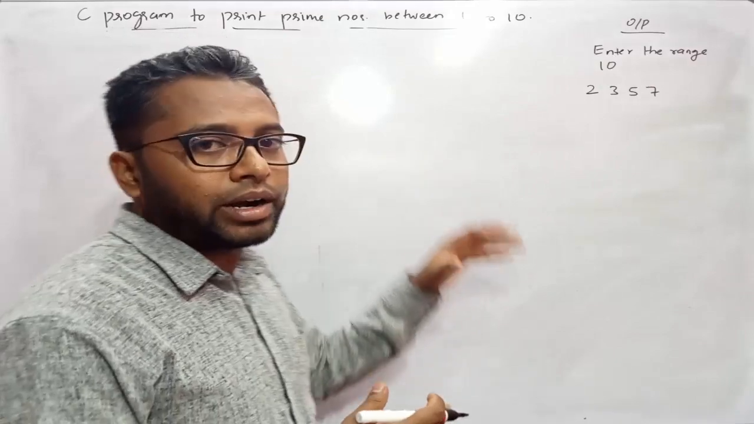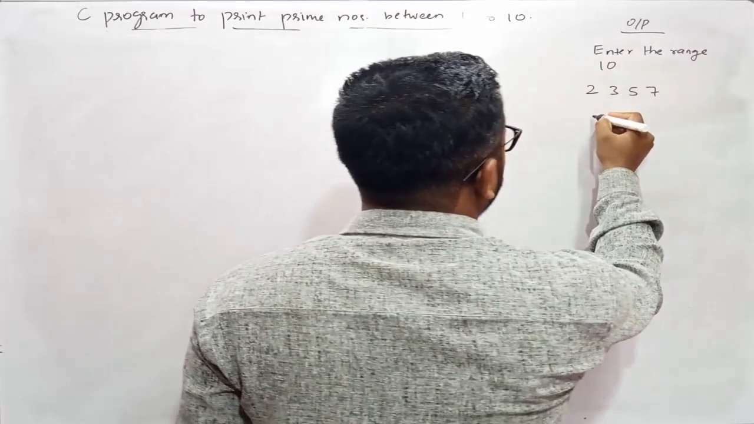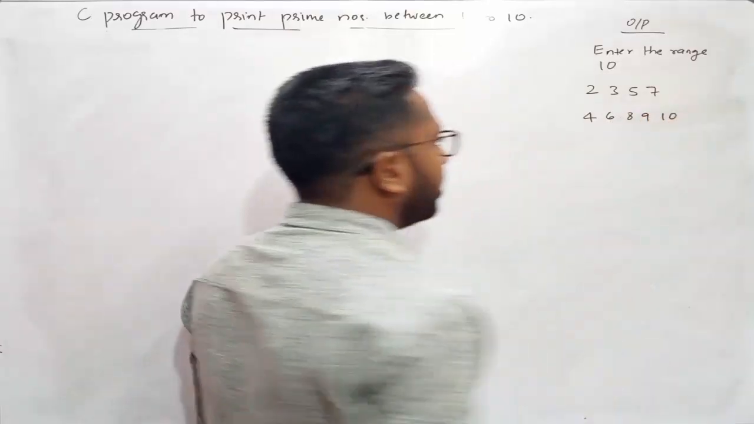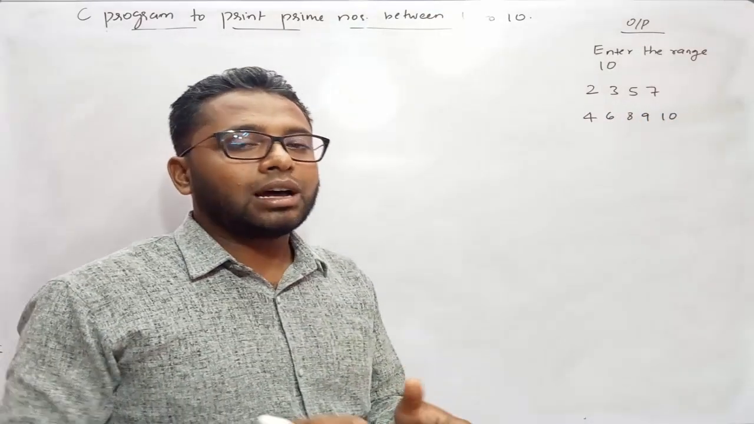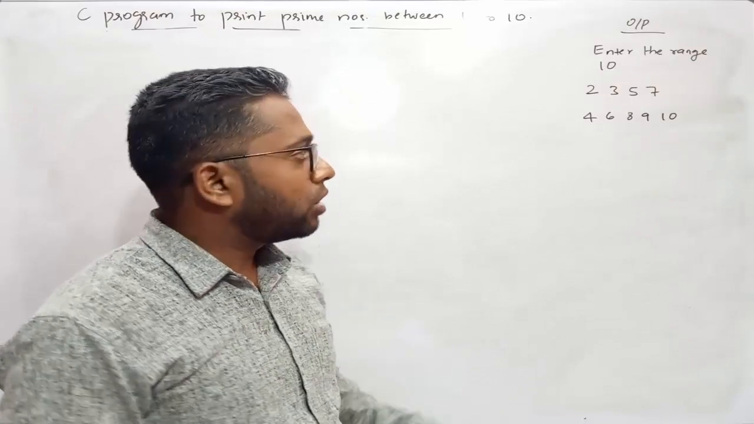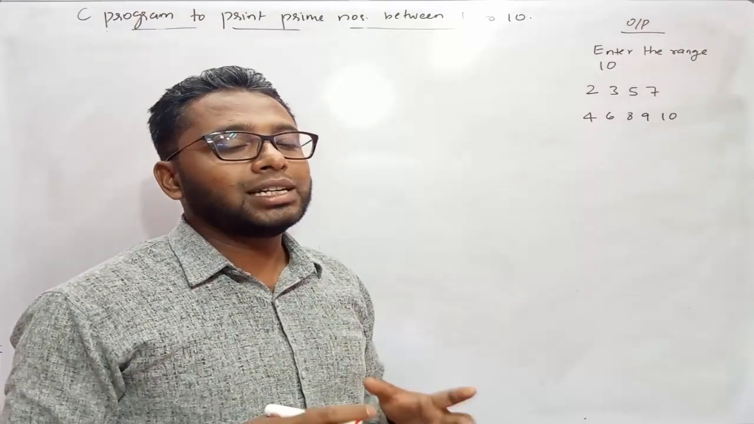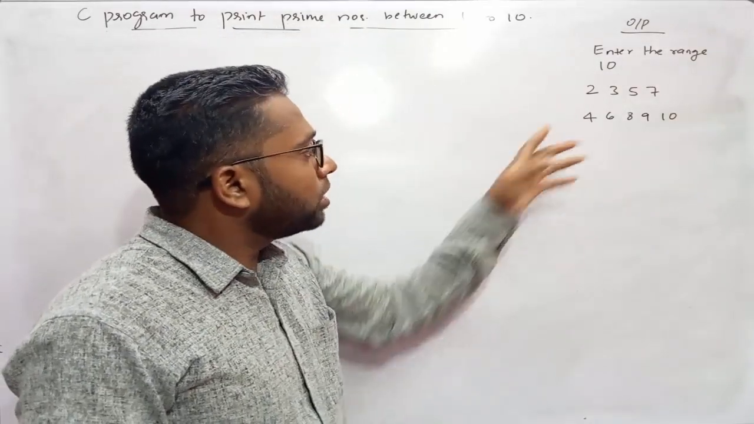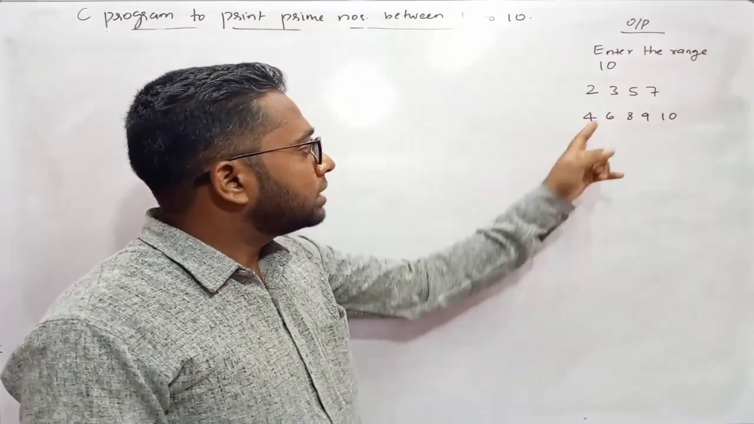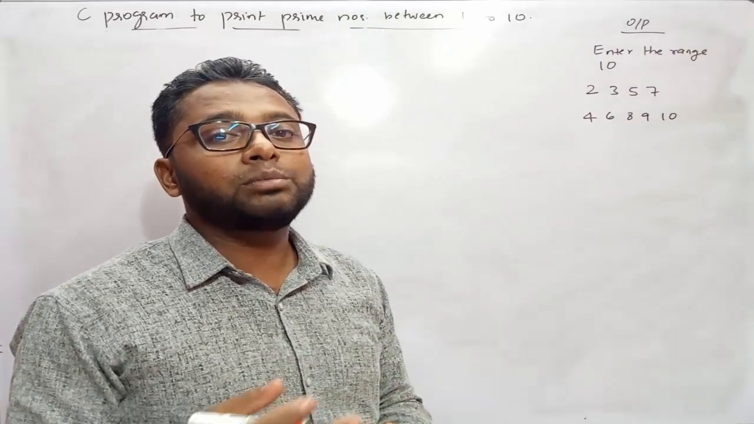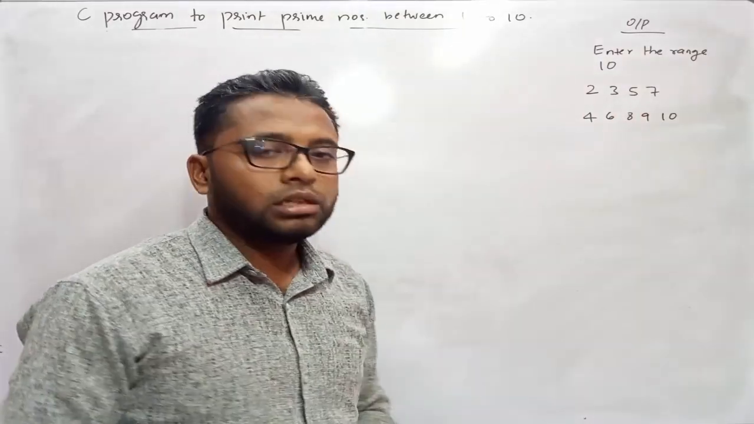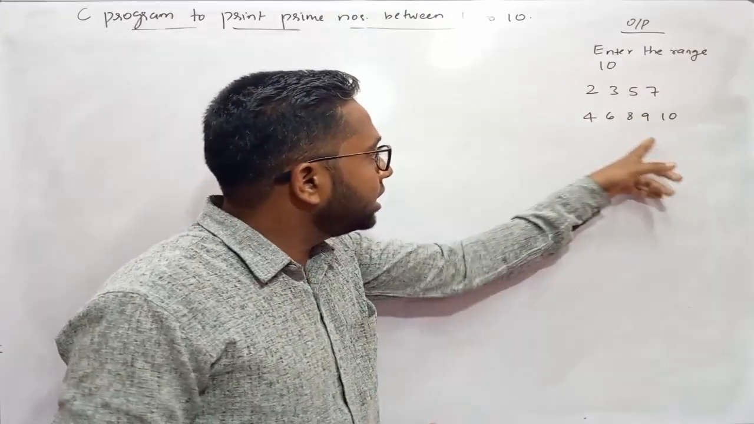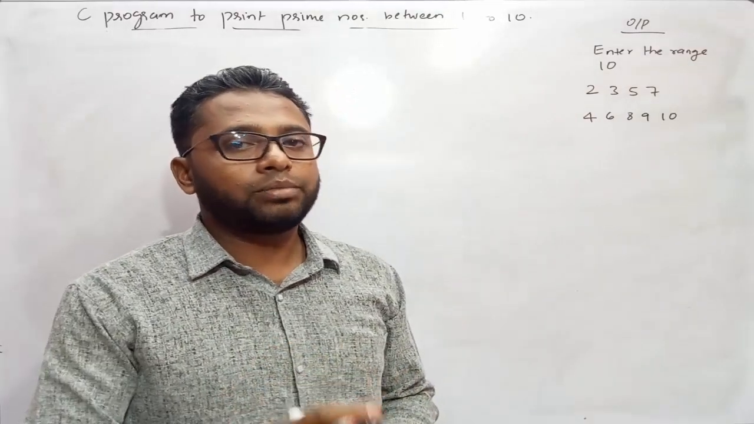whereas we have different numbers in the same range, and those numbers are 4, 6, 8, 9, 10. So these are the 5 numbers which are not considered prime numbers, because each and every one of these numbers is divisible by other numbers as well. Let us see. 4 is divisible by 2 also. 6 is divisible by 2 as well as by 3. So each and every one of these numbers is divisible by different numbers. That's why these 5 numbers are not termed prime numbers.